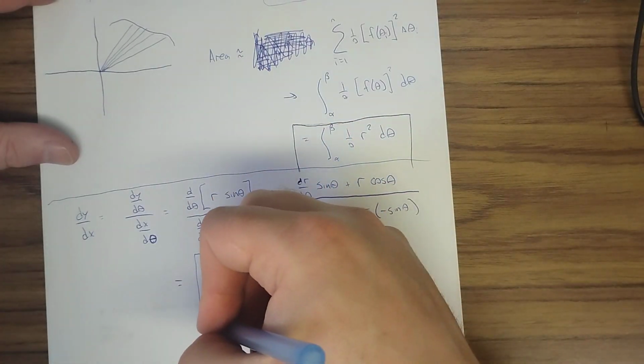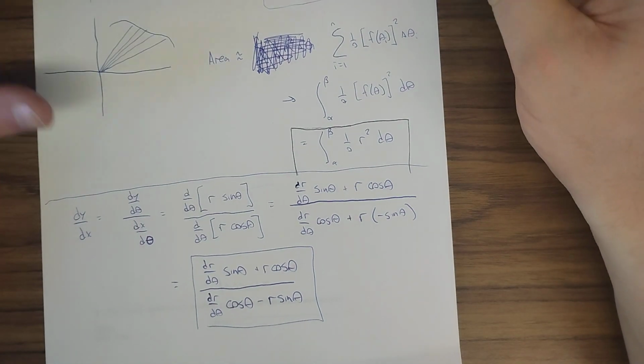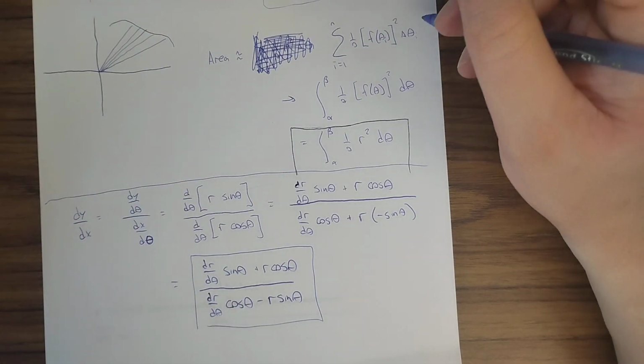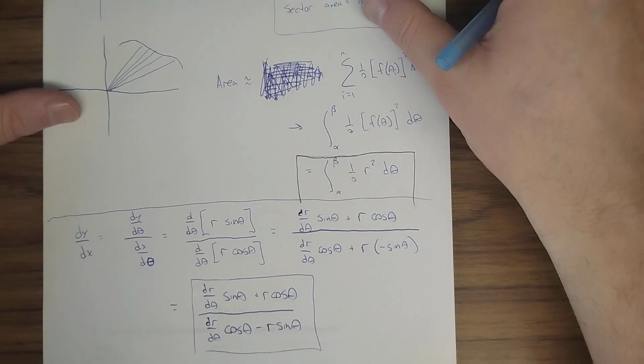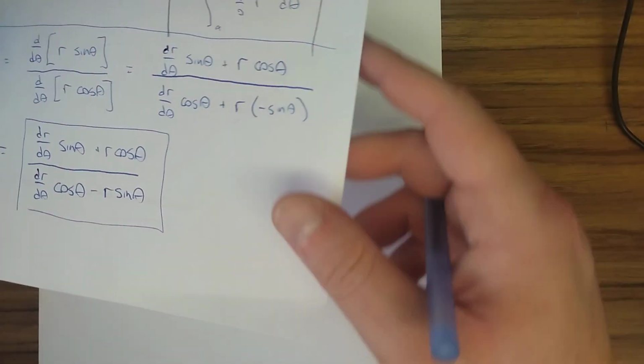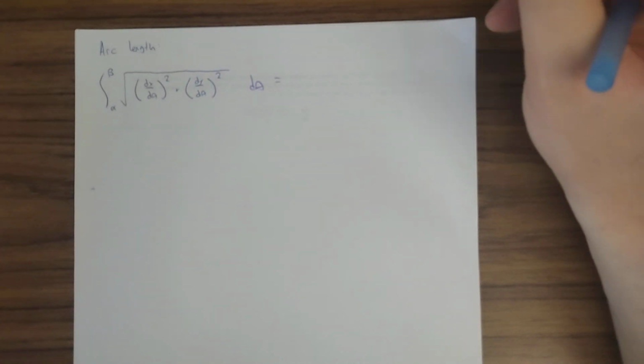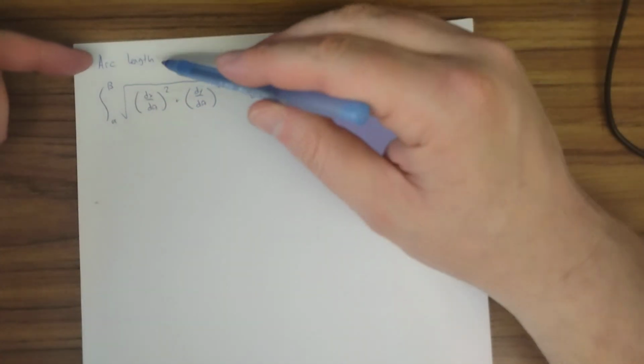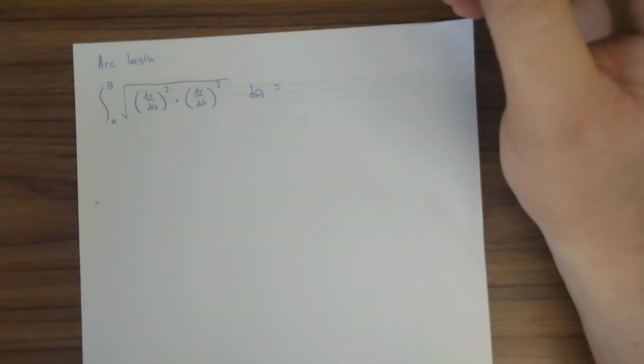So this is a formula for dy over dx if you need to find the slope of a tangent line of a curve that's given in polar coordinates. Let's derive one more thing. One thing we've been doing a lot of lately is arc length. And I'm going to sort of derive this the same way I derived the last one.